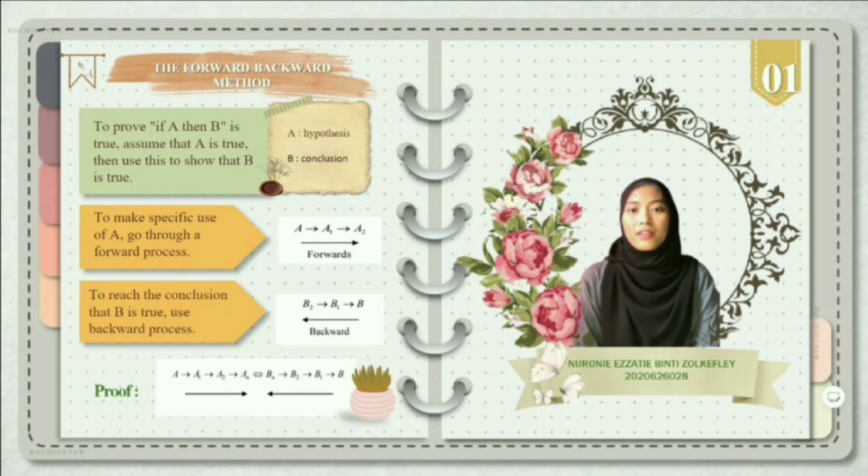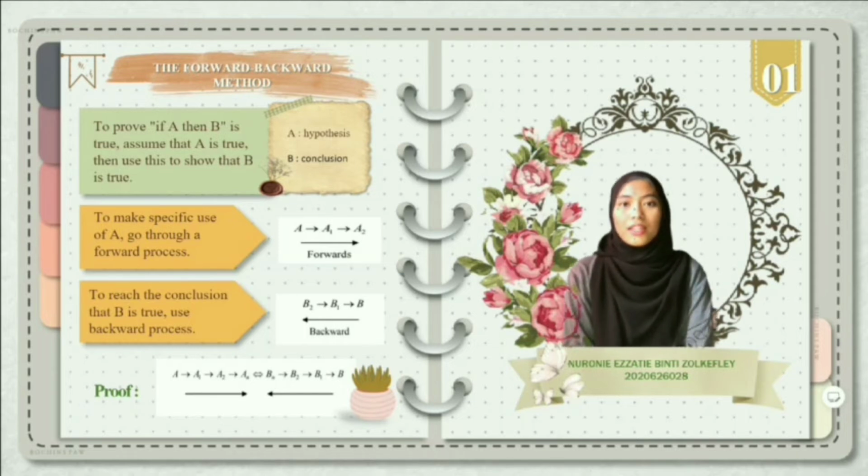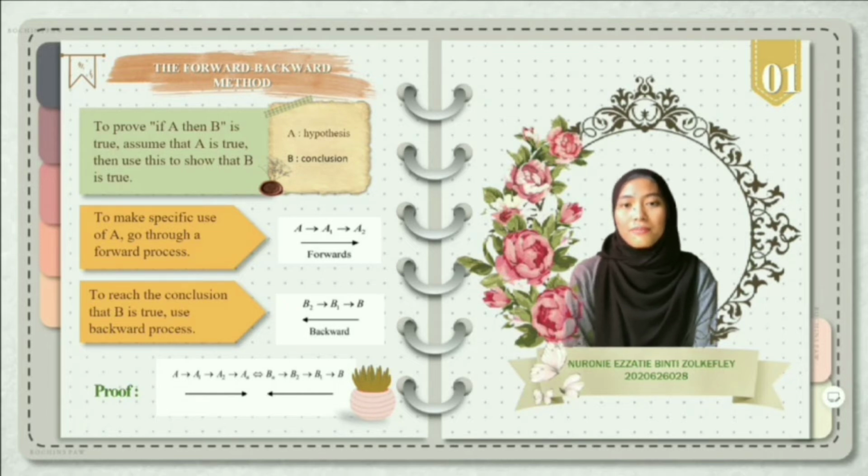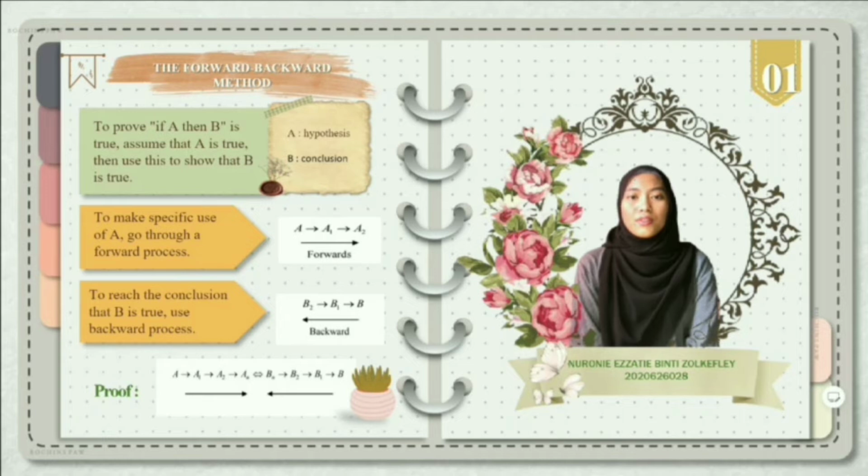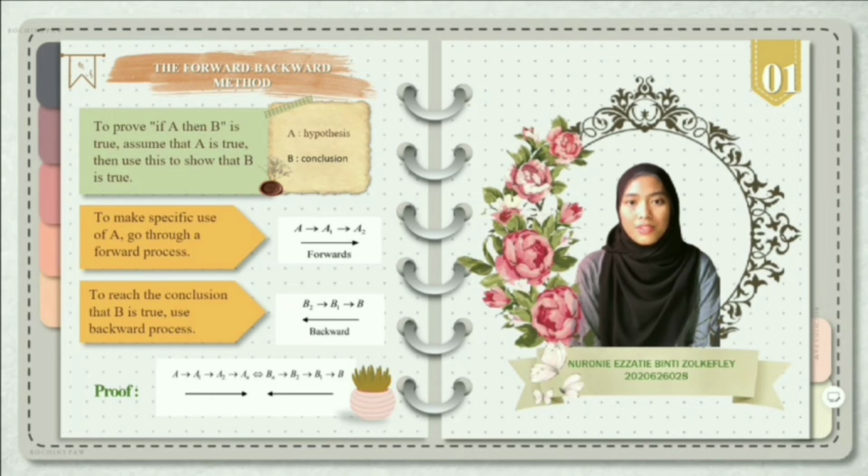We'll explain about the forward-backward method and also the construction method. The forward-backward method: to prove if A then B is true, we assume that A is true. Then we use this method to show that B is true. To make specific of A, we go through a forward process. To reach the conclusion that B is true, we use the backward process.